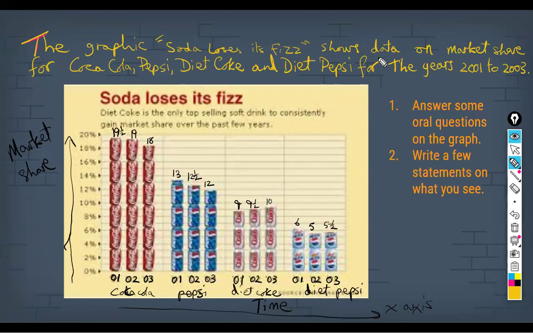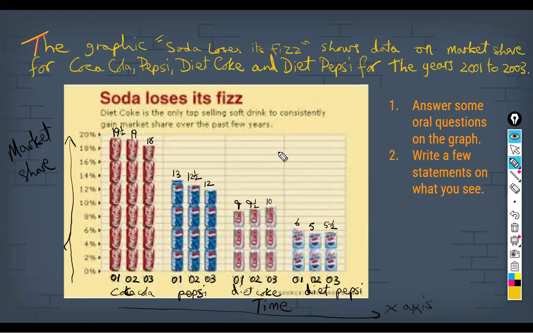All right. So what have I put in this opening sentence? I have put the title of what I'm looking at. I'm telling you what is being measured on one side, which is market share. It could have been billions of dollars made by the company. It could have been number of units sold. It could have been countries that sell this particular product, but they are showing us market share, right? And then we have to say it's for Coca-Cola, Pepsi, Diet Coke, Diet Pepsi.